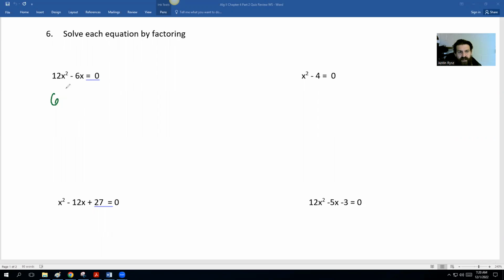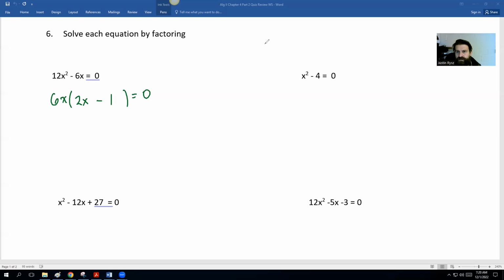That'd be a 6. And then what's the biggest? They both have x's. So we're going to factor out a 6x. 12 divided by 6 is 2. X squared would drop down to x. 6 divided by 6 is 1, and the x would drop away because we got rid of the x.